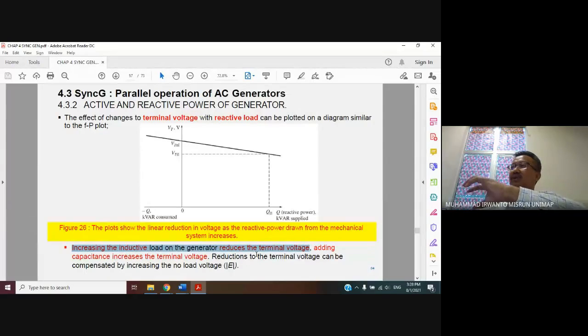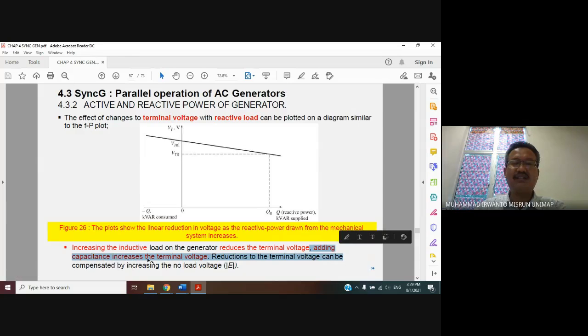So if the generator load is more inductive, the terminal voltage drops. If we want to increase the power factor, please add capacitive load to increase the terminal voltage. Adding capacitance increases the terminal voltage. The reduction of the terminal voltage can be compensated by increasing the no load voltage. For no load voltage, the terminal voltage is equal to the internal generated voltage, because there is no current flowing through the stator winding.